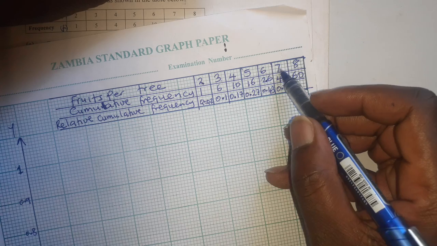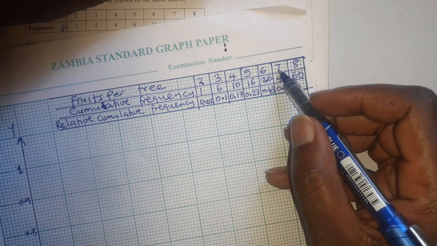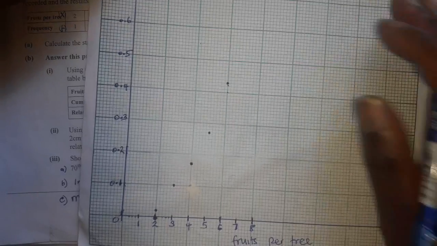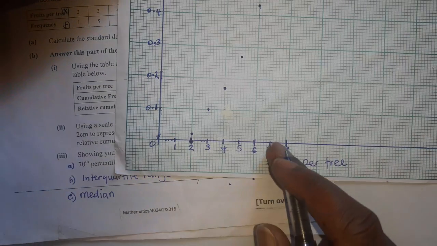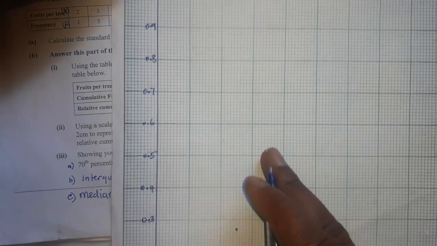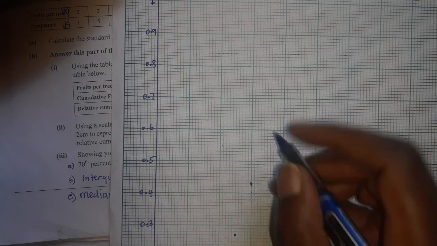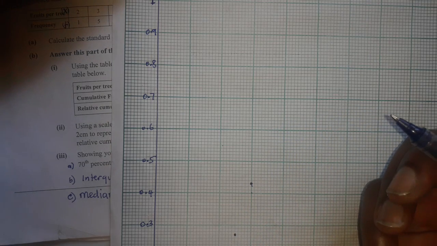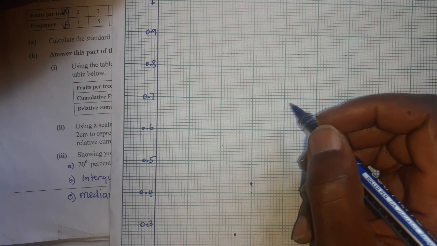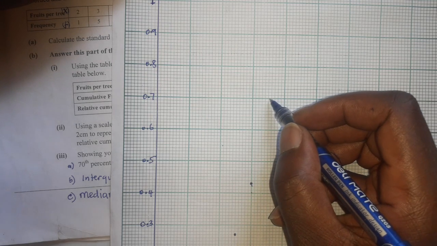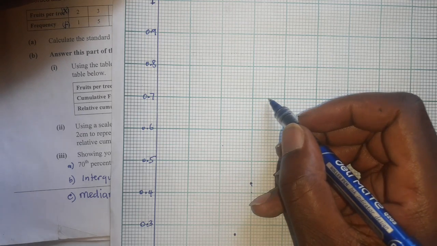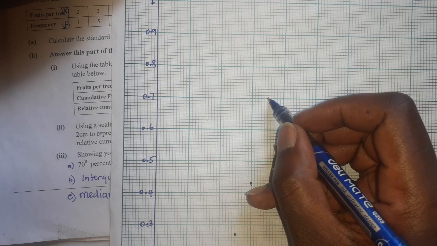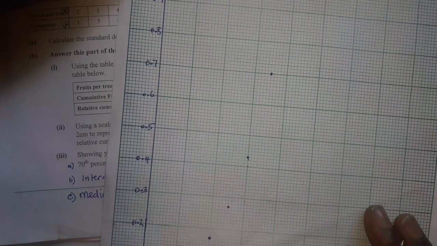Then we go to 7. What is our 7? 7, 0.7. This must be simple. 7 here. You follow it up. Where does it meet? This point. This is our 6, so we have 1, 2, 3, 4, 5. So 7 is here. This is where they meet, these two.